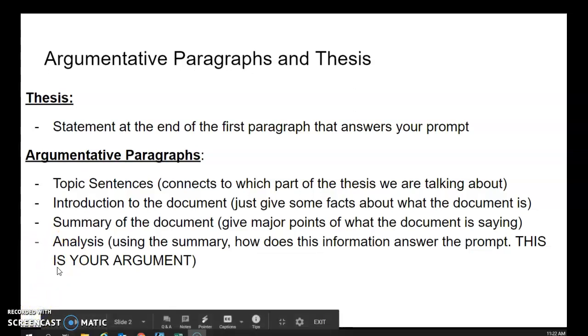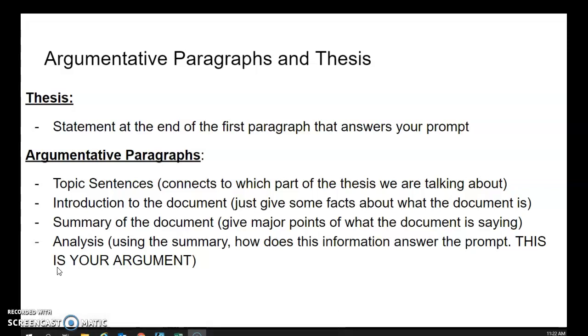First term would be a thesis. A thesis is the statement at the end of your first paragraph that's going to answer the prompt. The next is the argumentative paragraphs. The argumentative paragraphs is basically going to be your entire paper.